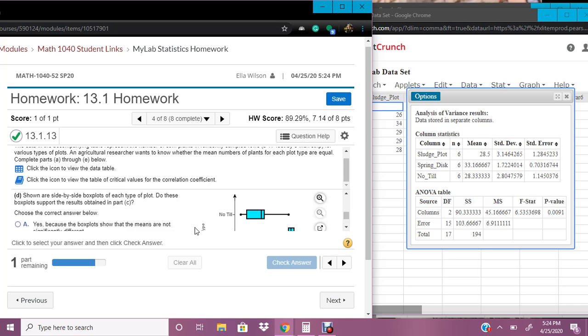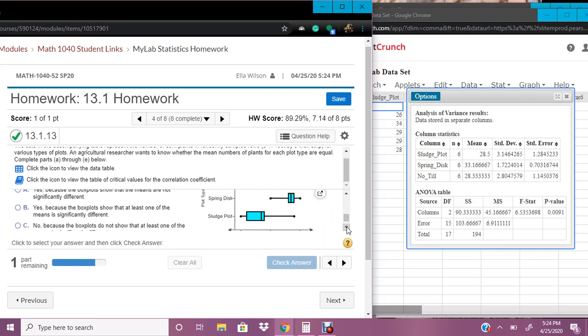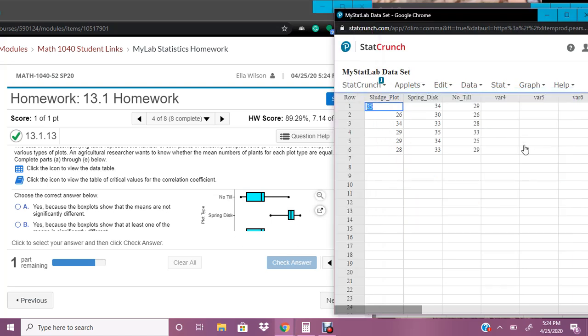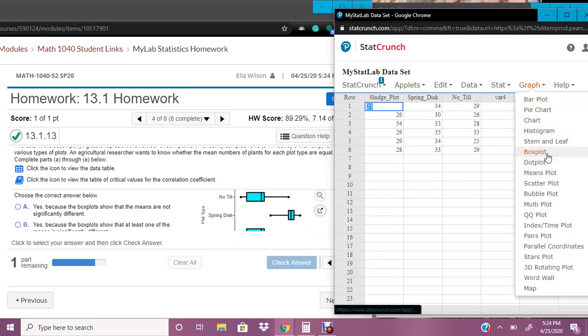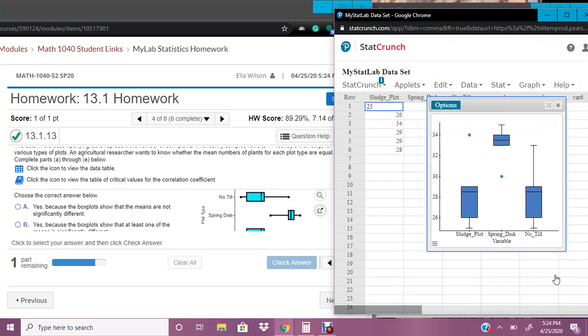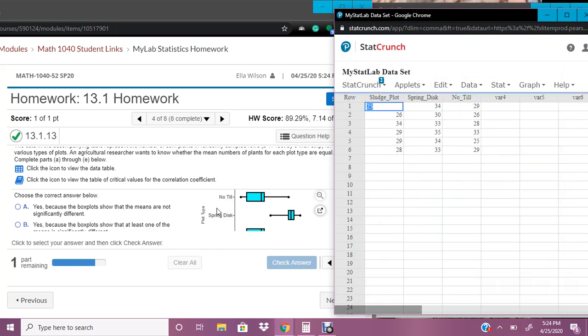Okay, now we're looking at a box plot, and they give it to us. But if you ever need to make a box plot, I know you will in the future, you just go to Graph and then Box Plot and then highlight these 3, and that's what you would do. But anyways, they already gave it to us.